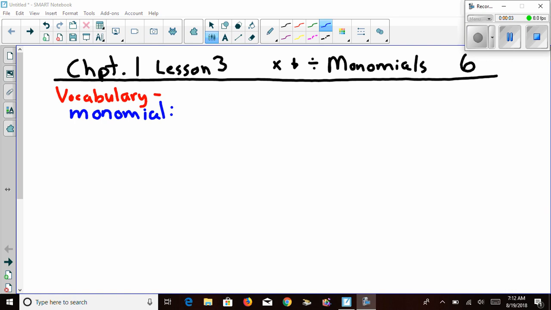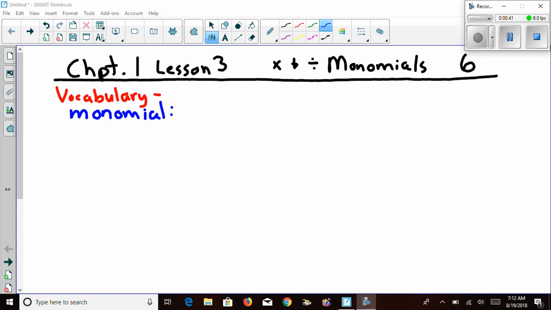Welcome to Chapter 1, Lesson 3. We're going to talk about multiplying and dividing monomials. If you've been keeping up with your notebook, we are on page 6, and we're going to change up today how we look at our notes. Instead of using the two columns, we're going to start with just looking at the vocabulary. There's only one vocab term for this lesson, so we're going to go ahead and start with it, and then we'll get into the types of problems you guys are going to see.